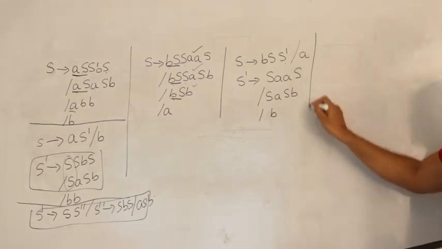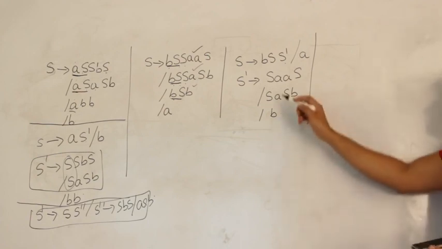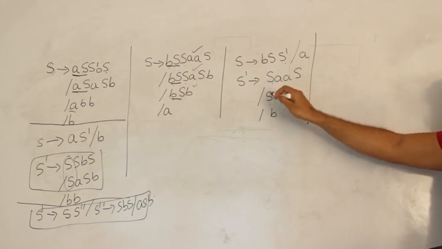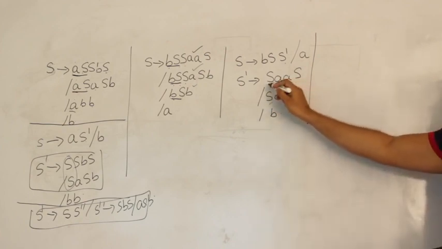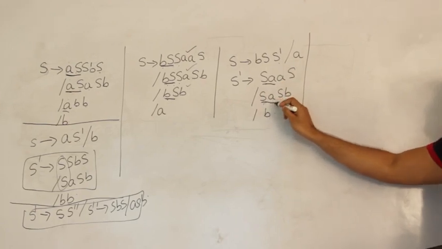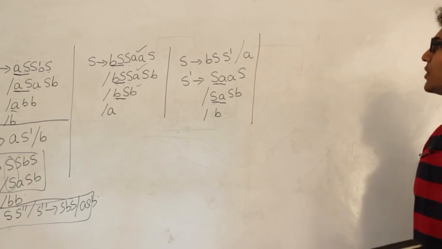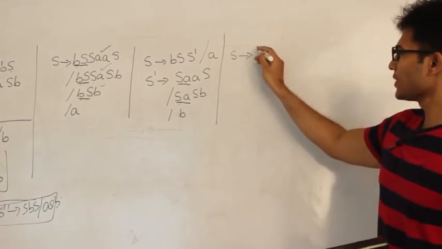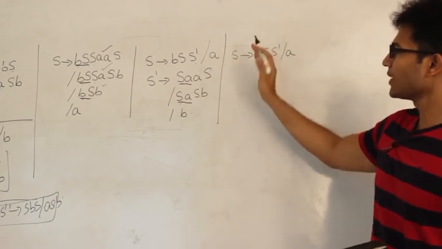Now I got this grammar. Is this grammar non-deterministic? Yes, this is non-deterministic because we still have common prefixes in these two productions. What are the common prefixes here? SA and SA, right? Therefore what I would like to take out as common is SA in these two. So leave the S production as it is. S derives BS, S dash or A. Leave it as it is.